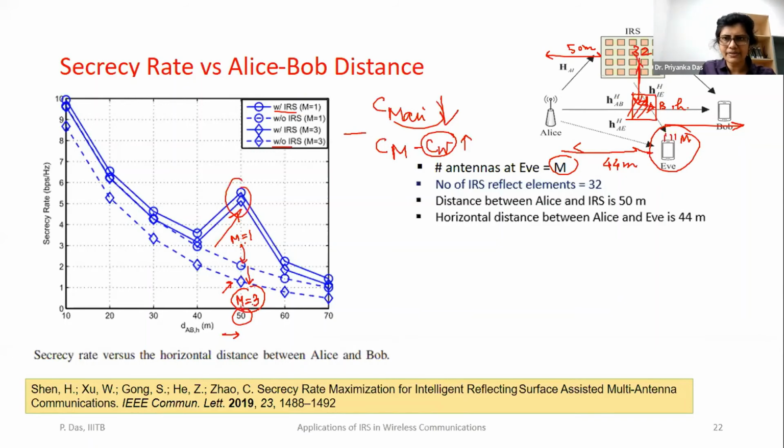This is nothing but the IRS now giving a reflected signal, a strong beam, coming via the IRS when your receiver is located almost vertically in line with the IRS, around this 50 meters, which is the location of the IRS. If it goes further apart, it decreases again. As the antennas increase, the same trend. Comparing without IRS and with IRS, obviously with IRS is better, no matter what my distance is.